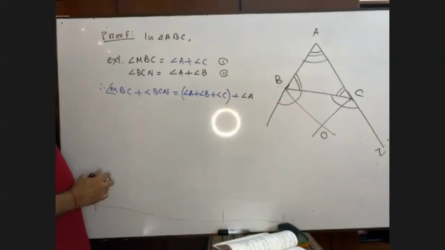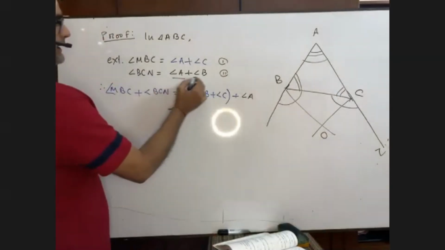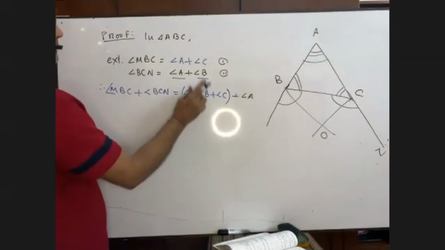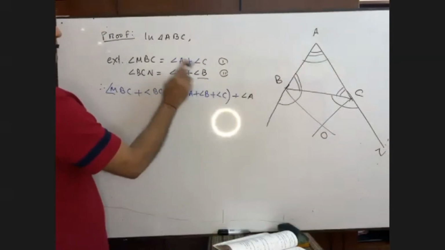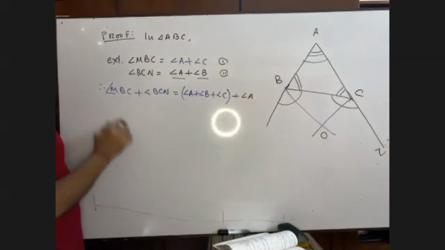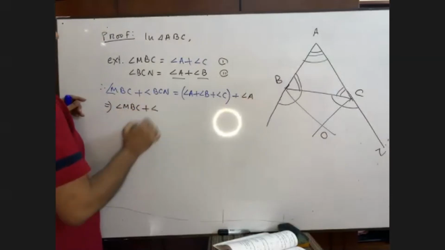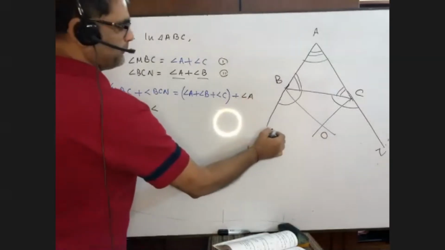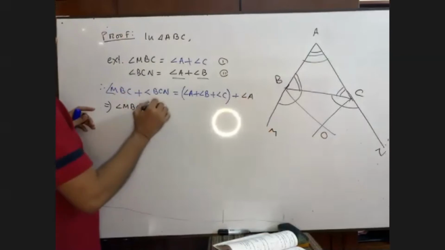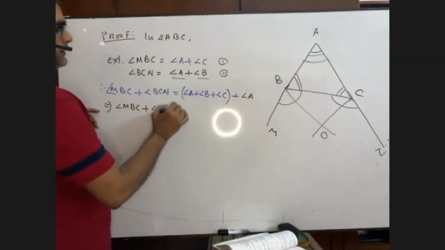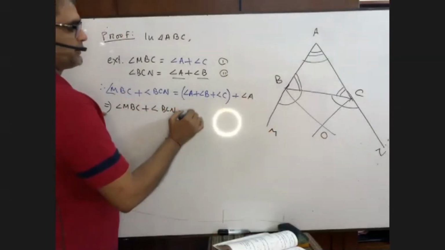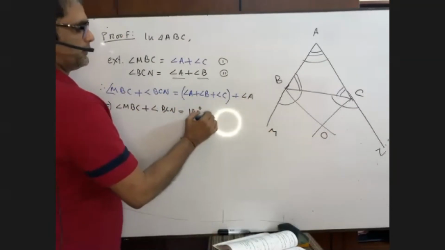Now tell me, angle A, angle B, angle C. This angle is extra, right? Yes, sir. Now you see, angle MBC plus angle BCN is equal to 180 degrees.